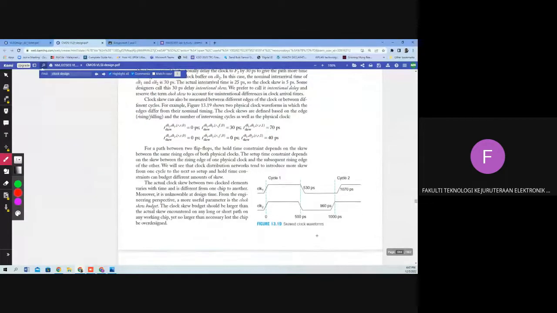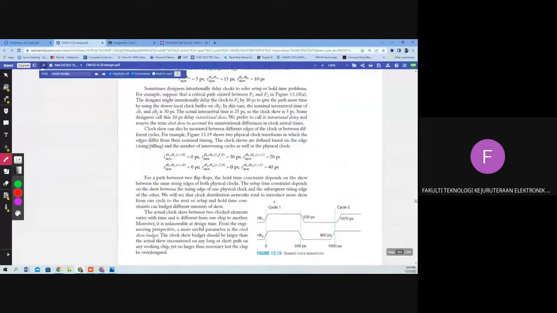Clear? Okay, if it's clear, you can read further. I give you time to read. From this portion, you can read until here. Try to read first.